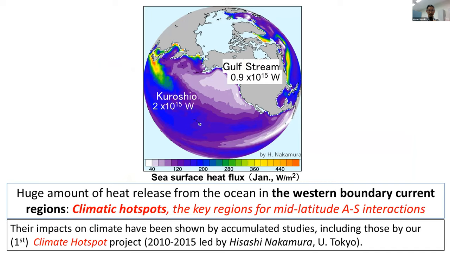So here, this plot showed the surface heat flux from the ocean to the atmosphere in January. Here we can see huge amount of heat release from the ocean to the atmosphere in the western boundary current regions. Now we call these regions climatic hotspots, the key regions for mid-latitude air-sea interactions. Actually, their impacts on climate have been shown by accumulated studies, including those by our first climate hotspot project in 2010 to 15, led by Professor Hisashi Nakamura.